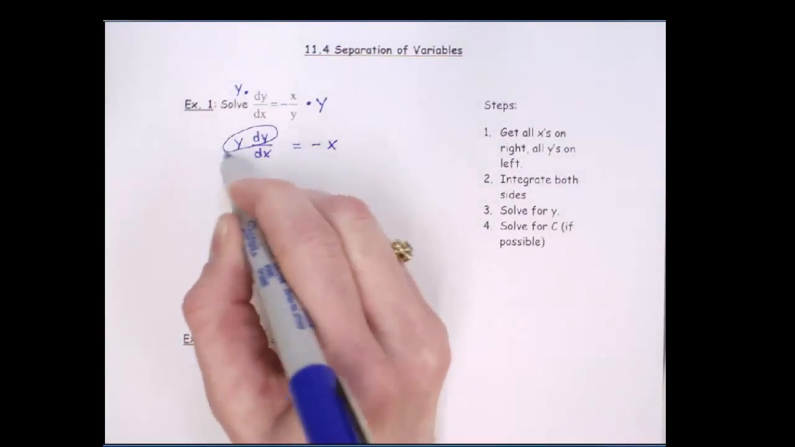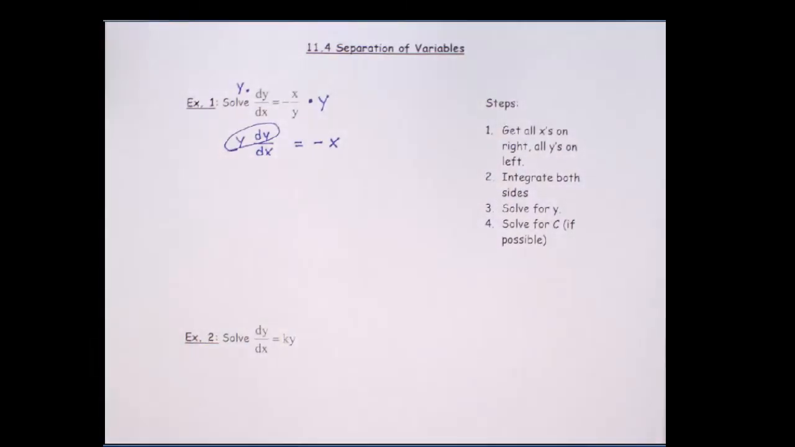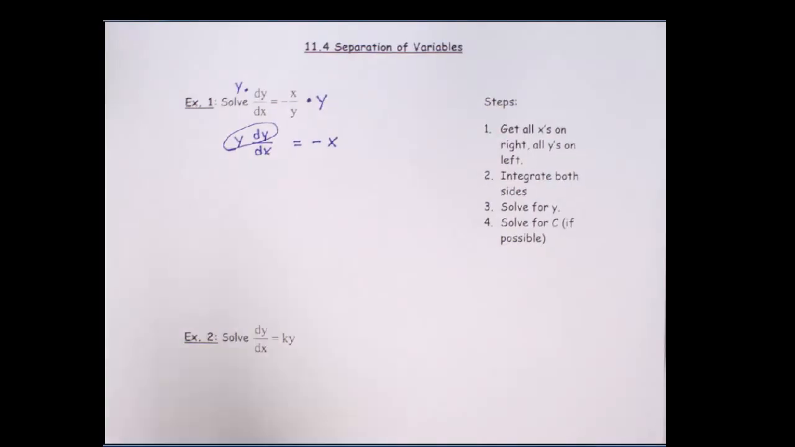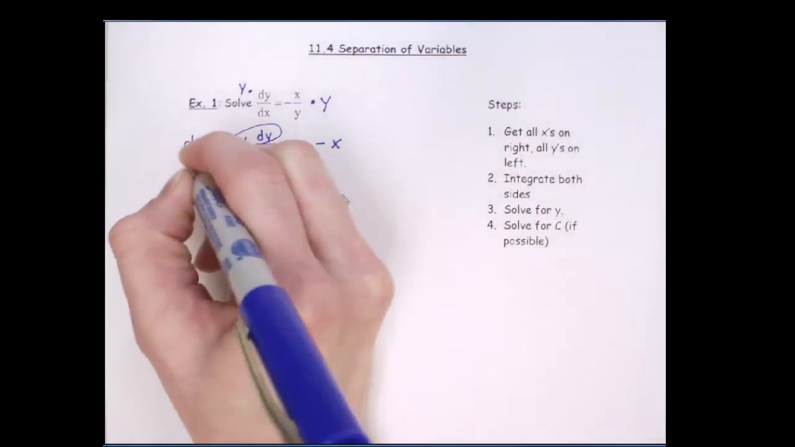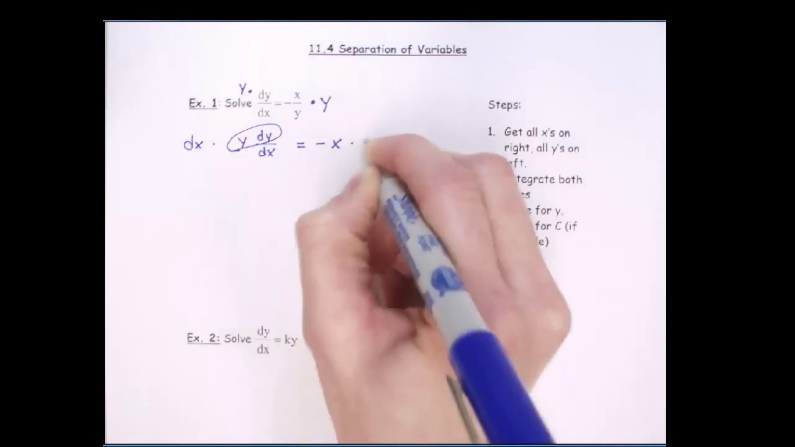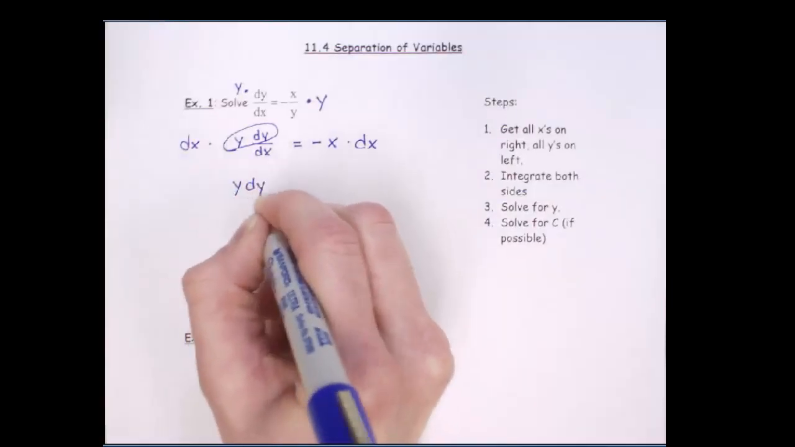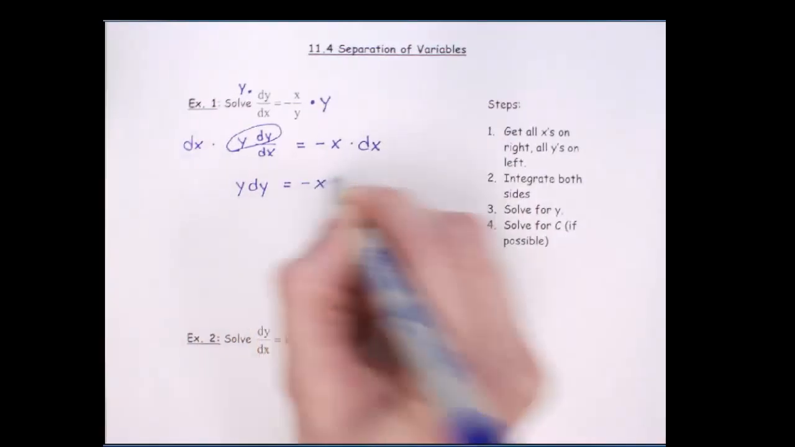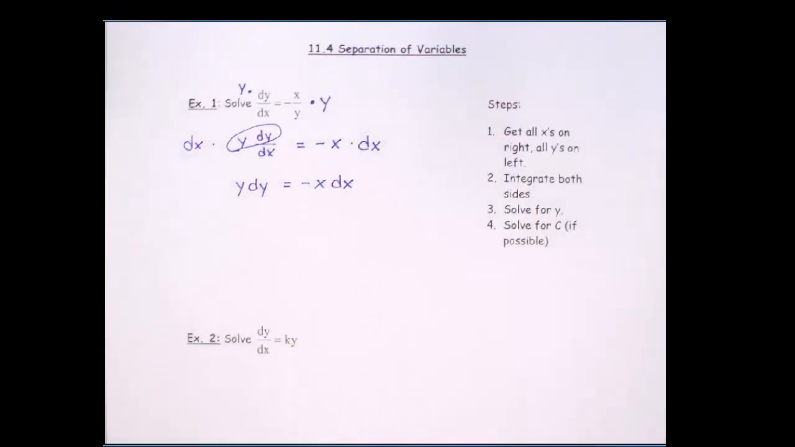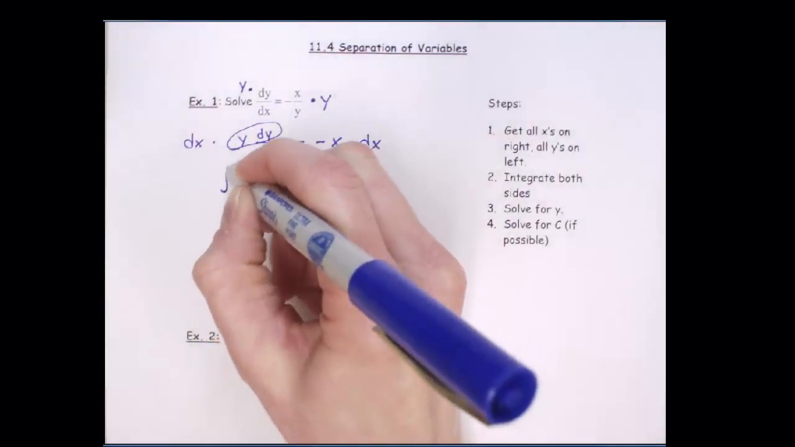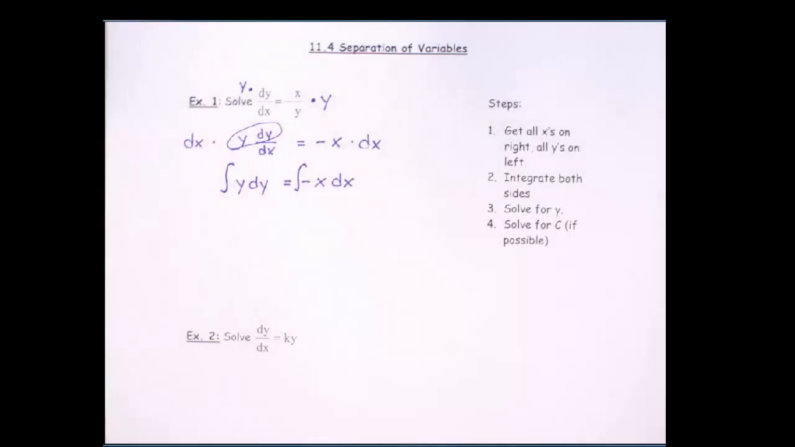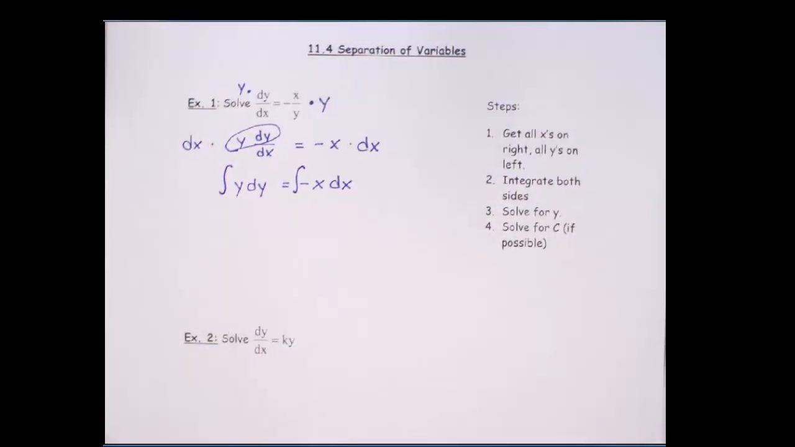Then the next step I want to do is I want the y dy to be together on one side of the equation. And then I want the x and the dx to be together on the other side of the equation. So since dx is in the denominator, again, I'm going to multiply both sides by dx. So I get y dy equals negative x dx. And then the idea is that we want to integrate both sides. So we're going to put an integral sign in front of both of these, because in order to solve a differential equation, you're looking for the antiderivative. Integral symbol means find the antiderivative.